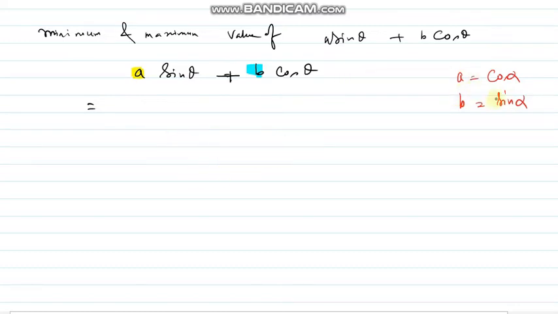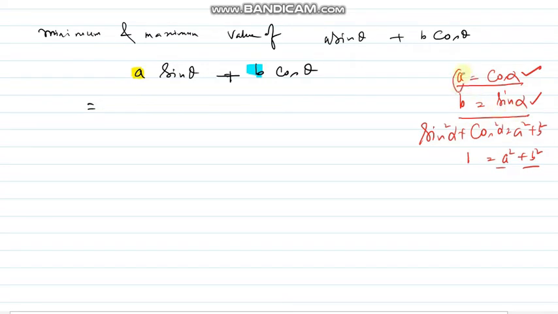But the problem is when you are writing a as cos alpha and b as sin alpha, sin square alpha plus cos square alpha, that is equals to a square plus b square. So this is equals to 1. No one is telling you that a square plus b square is equals to 1. So you can't just assume a as cos alpha and b as sin alpha, because the value of a square plus b square might be greater than 1, might be less than 1, anything. It can be greater than 1, not less than 1, because this is the sum of two square terms, right?